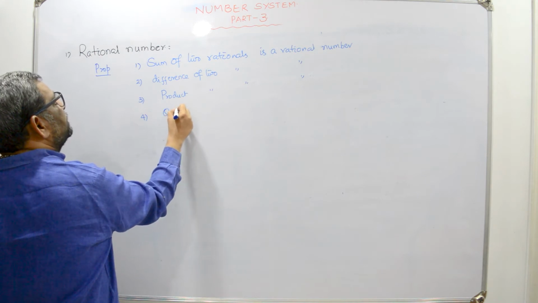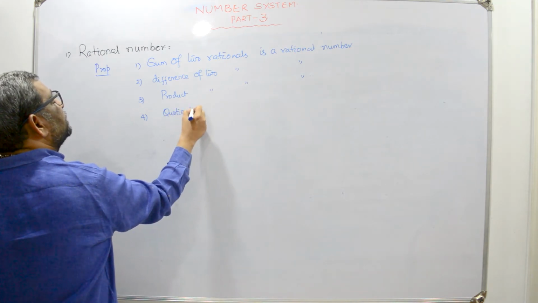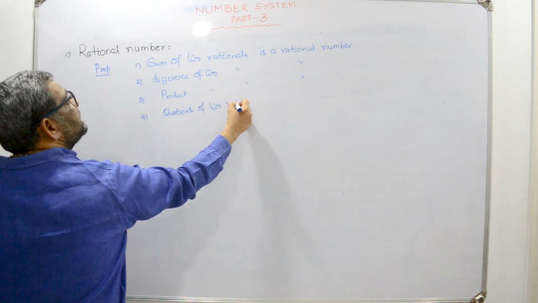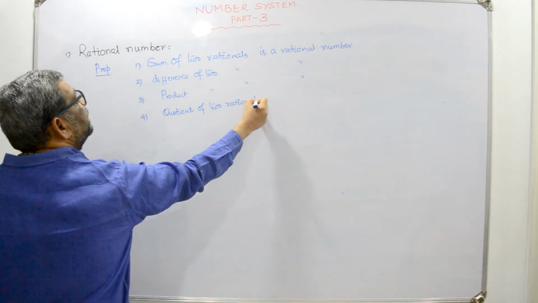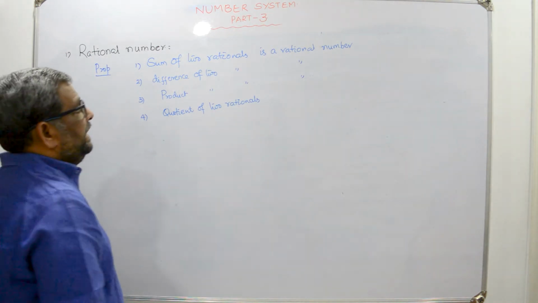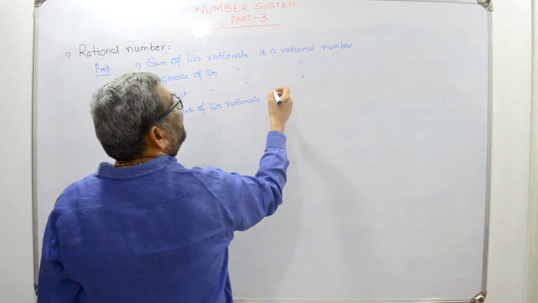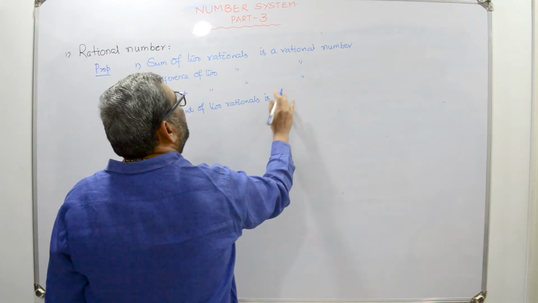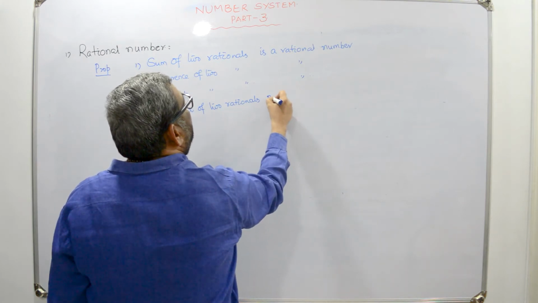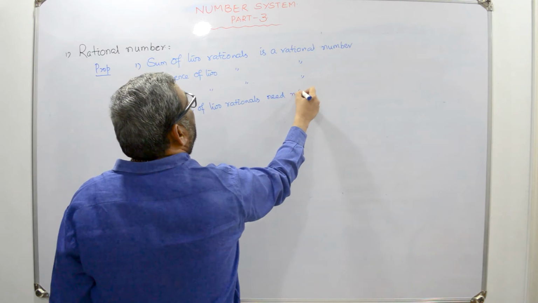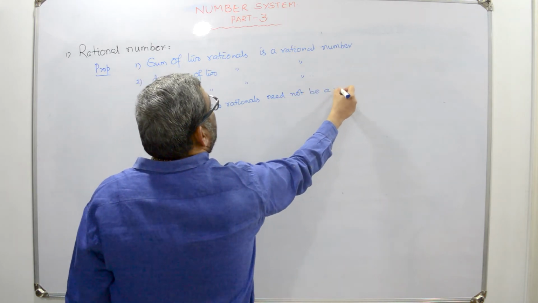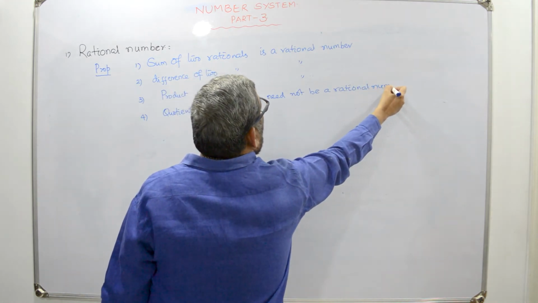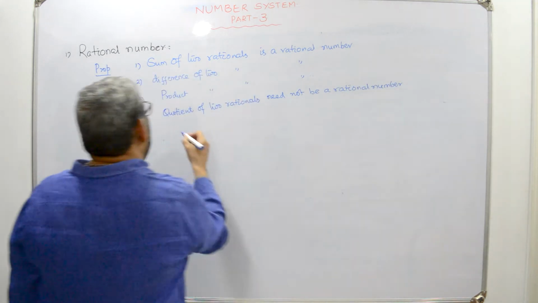Quotient of two rationals need not be a rational number.